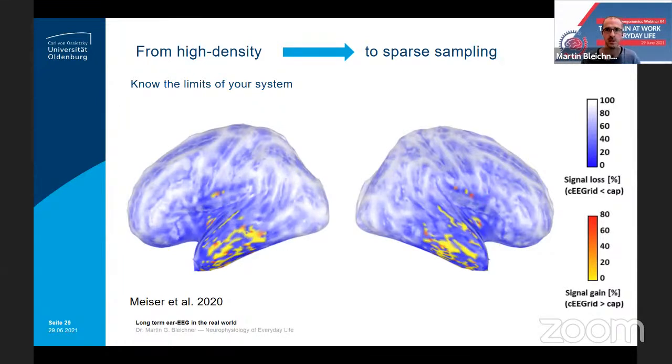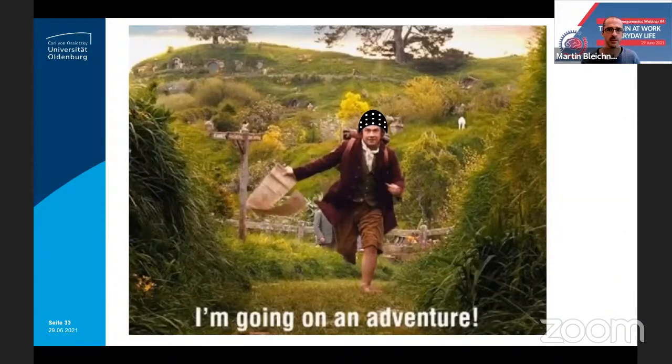In this plot here, you see in dark blue those areas where we are equally sensitive to the signal, both with cap EEG and with ear EEG. And the yellow and red areas even indicate areas where we might be more sensitive to brain activity with ear EEG compared to cap EEG. So before we start to record in the wild, we should know whether the equipment we brought is actually capable of it.